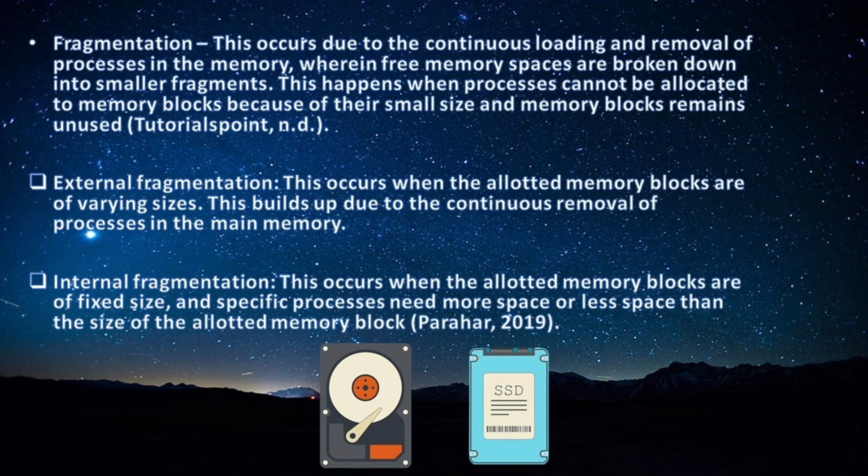There are two types of fragmentation class. External fragmentation. This occurs when the allotted memory blocks are of varying sizes. This builds up due to the continuous removal of processes in the main memory. Internal fragmentation. This occurs when the allotted memory blocks are the fixed size, and the specific processes needs more space or less space than the size of the allotted memory block.